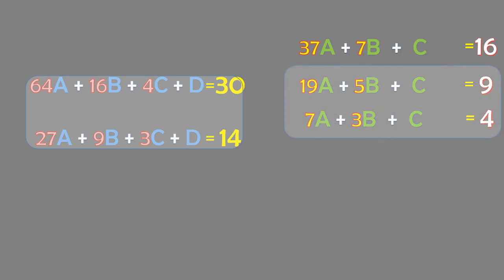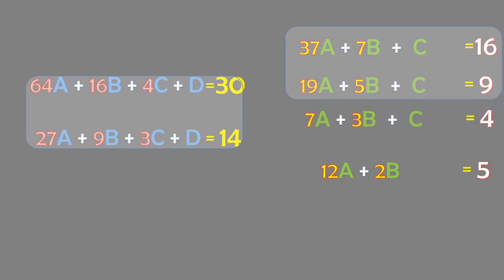So let me subtract them. While subtracting these 2 equations, I get 19a minus 7a, 12a, 5b minus 3b, 2b, plus c minus c gets cancelled, 9 minus 4, 5. Let me subtract these 2 equations, and it will be 37a minus 19a, 18a, plus 7b minus 5b, that is 2b, plus c minus c gets cancelled, and 16 minus 9, you get 7. Okay, now we are reaching close to the answer.